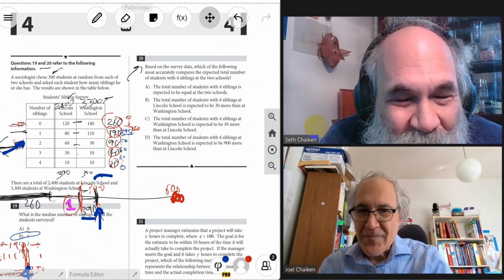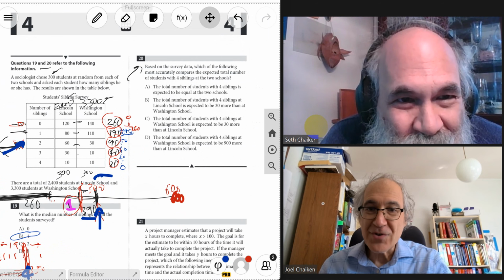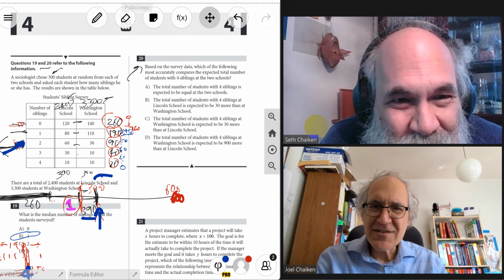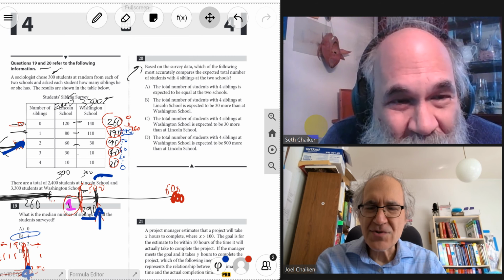Okay, based on the survey data, which of the following most accurately compares the expected total number of students with 4 siblings at the 2 schools? Oh my God, too many numbers here. It compares the expected total number of students with 4 siblings at the 2 schools. Okay. The total number of students with 4 siblings is expected to be equal at the 2 schools.